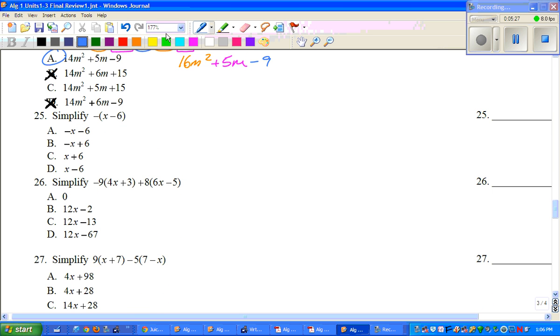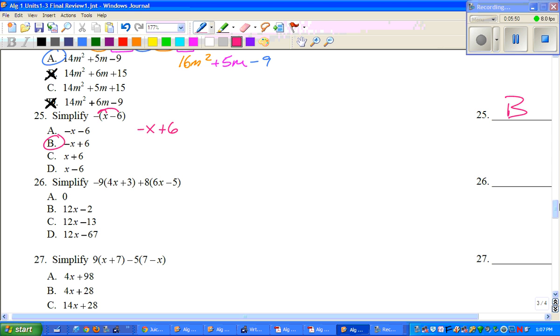Number 25. 25 is seeing if you guys remember how to distribute. Remember, if there's a negative, that means that it's a negative 1. So that gives us negative x, and a negative times a negative is positive. So B is the answer to that.